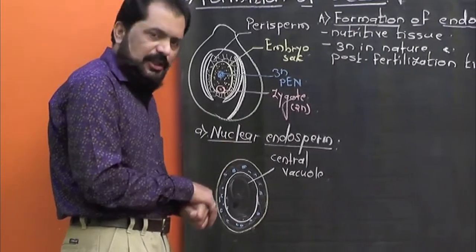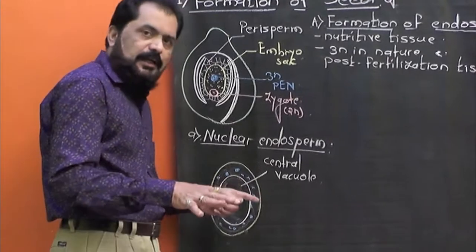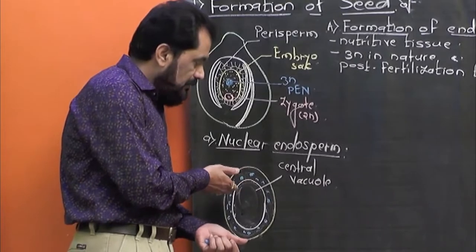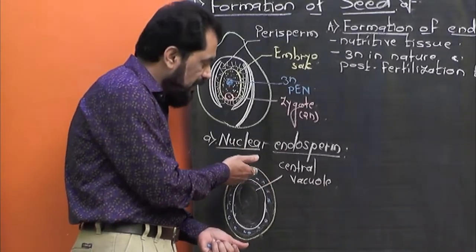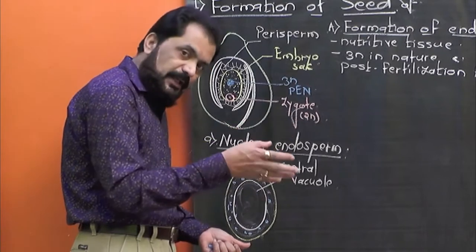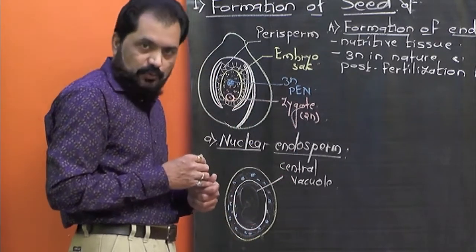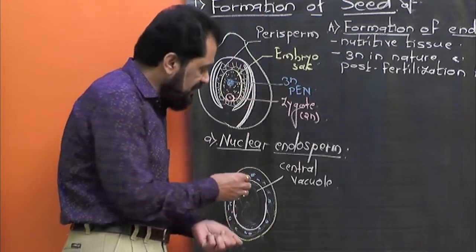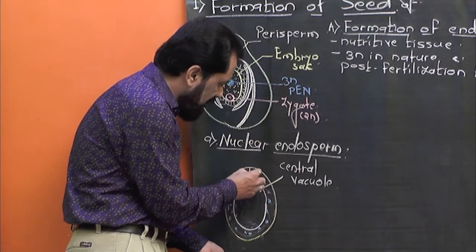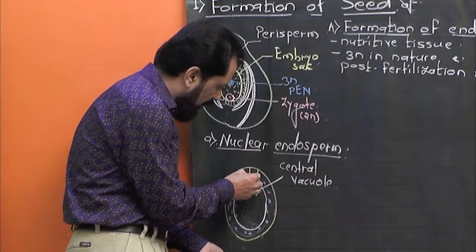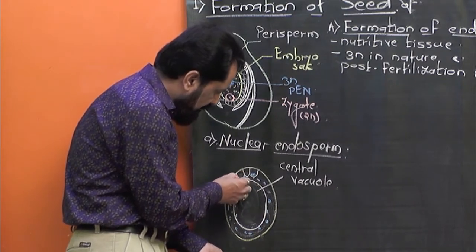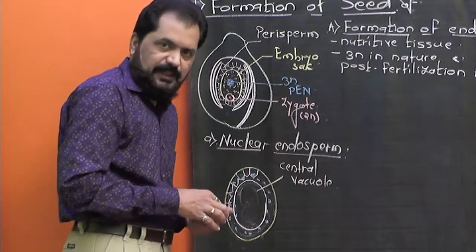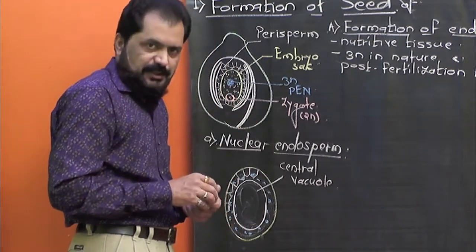Now, initially, those free nuclei remain as they are, and they act as the endosperm. As here, endosperm is represented by many free triploid nuclei, therefore it is known as the nuclear endosperm. But later on, in a later stage of development, there starts the formation of cell walls centripetally, that is from periphery towards the center.